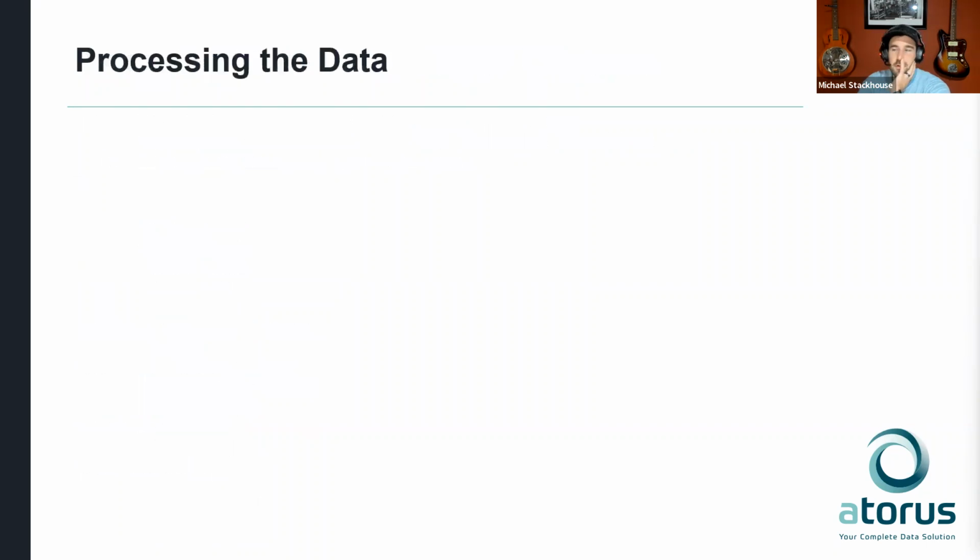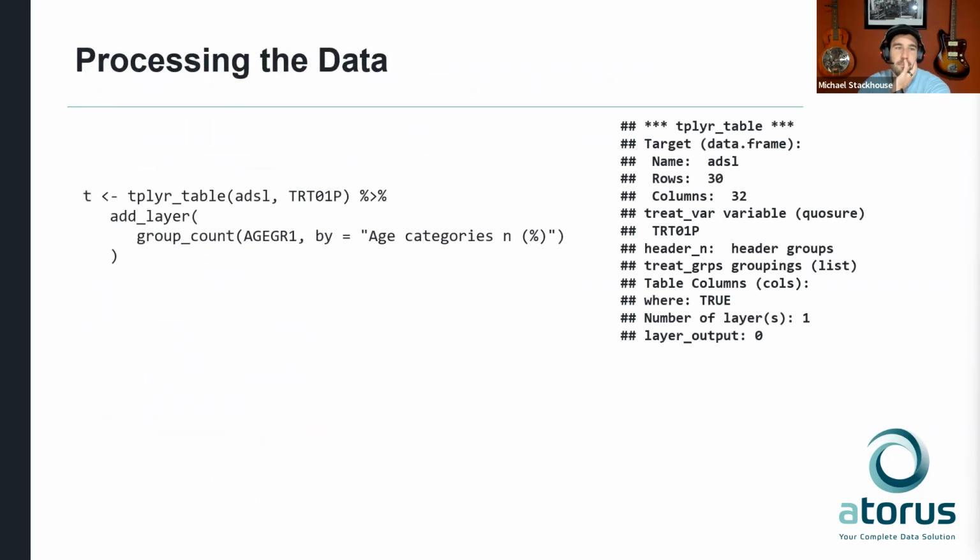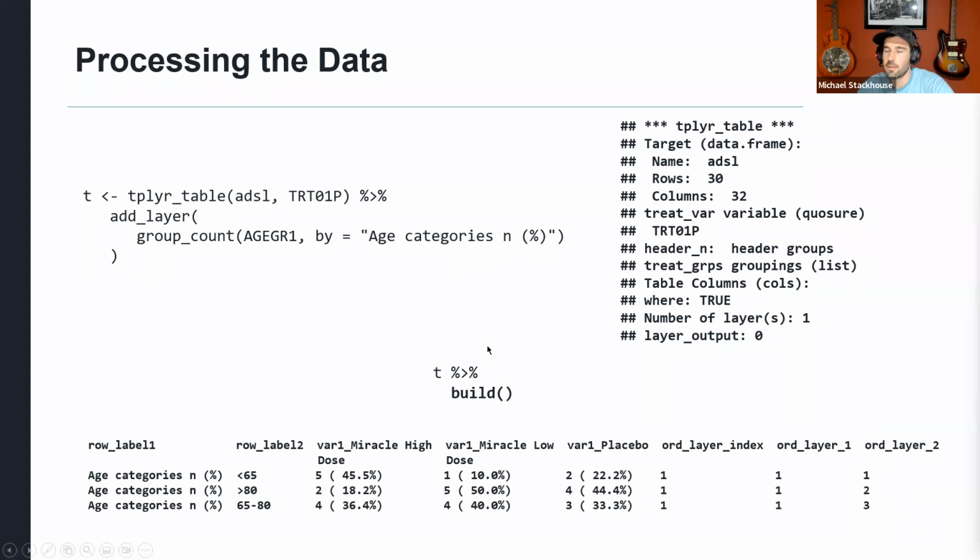So if we move forward into processing the data, here we have just a single layer that was presented before, and we're binding that to t. So it's the same first layer that we have before. You can see that we have the number of layers as 1 in this table object that has been created.